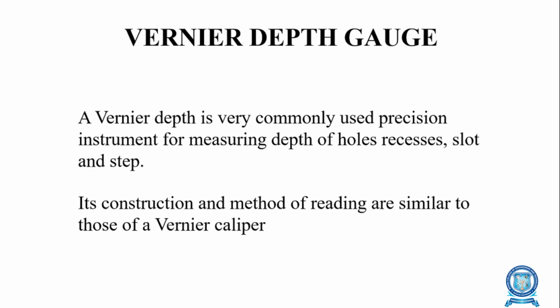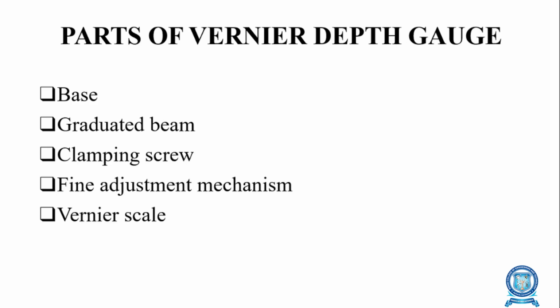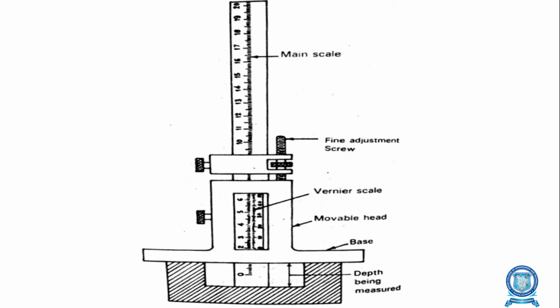Next one is the vernier depth gauge. Here the different parts of the vernier depth gauge are the base, graduated beam, clamping screw, fine adjustment mechanism, and vernier scale. This is the diagram of the vernier depth gauge. This is the depth being measured, this is the vernier scale, and this is the main scale, with a fine adjustment screw, movable head, and a base.